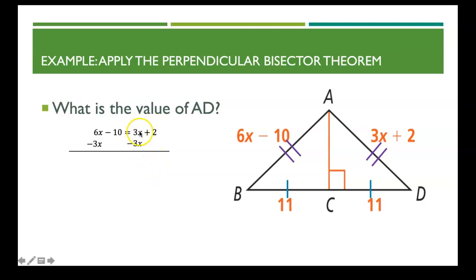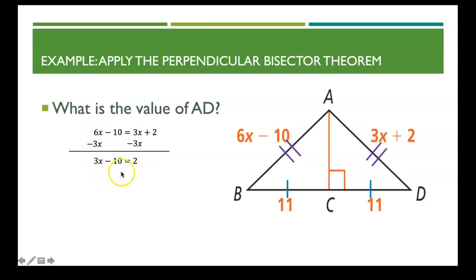The first thing I chose to do would be to subtract 3x from each side, because the opposite of positive 3x would be negative 3x, and it makes that nice zero pair, and is going to bring it over here to combine like terms. So we're going to end with 3x minus 10 is equal to 2.